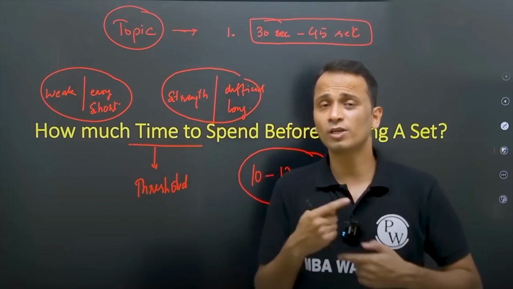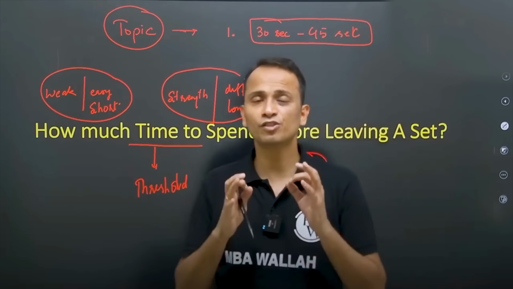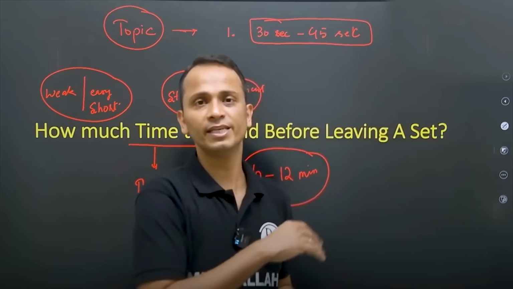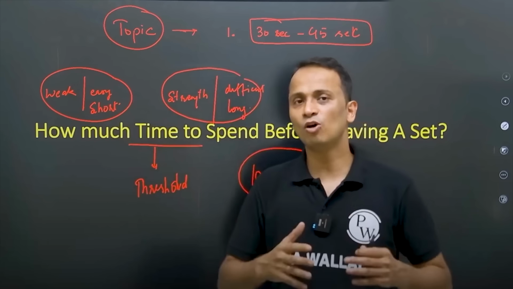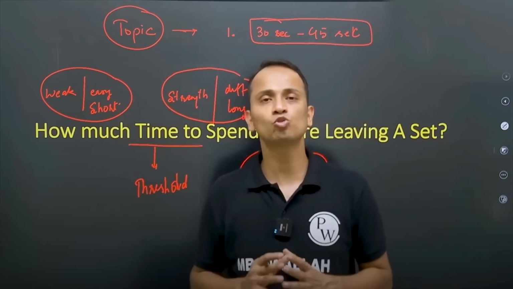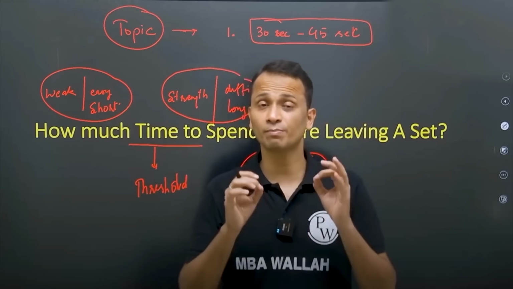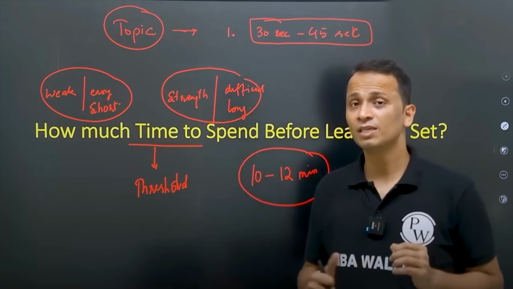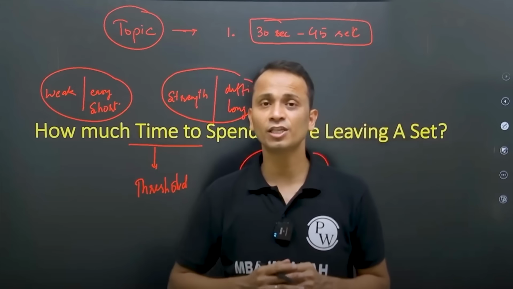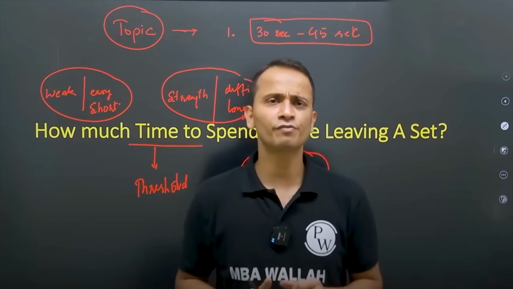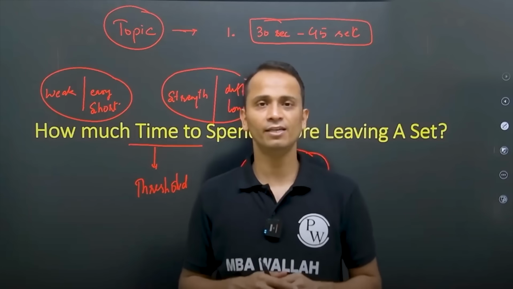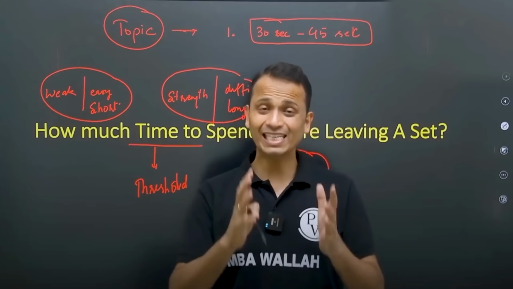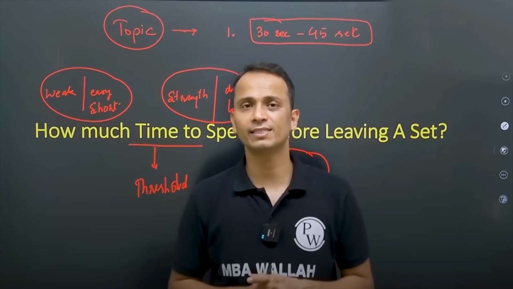And this keeps on happening. We tend to waste 15 to 20 minutes on a single set. Then the panic mode starts. Now we have wasted 15 to 20 minutes, which is approximately half of the time that we get for the entire section. And now we are under pressure of attempting 2 or 3 sets in the remaining 20 minutes, which leads to a collapse in this section.